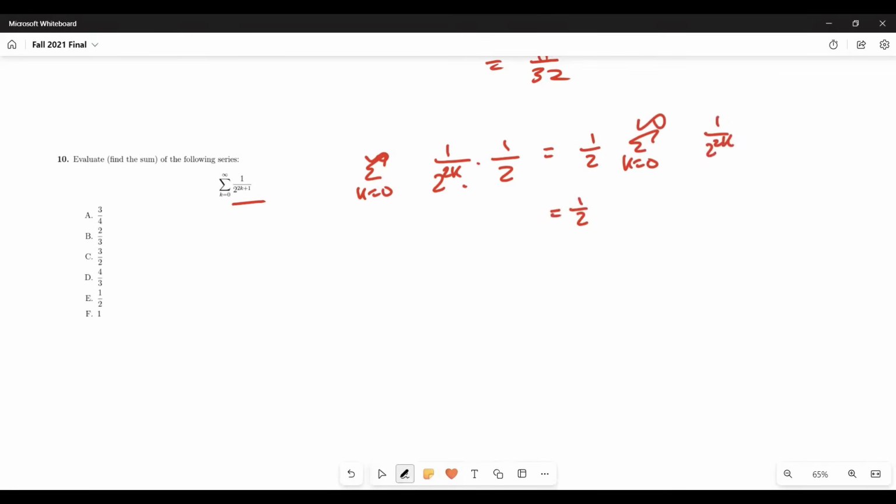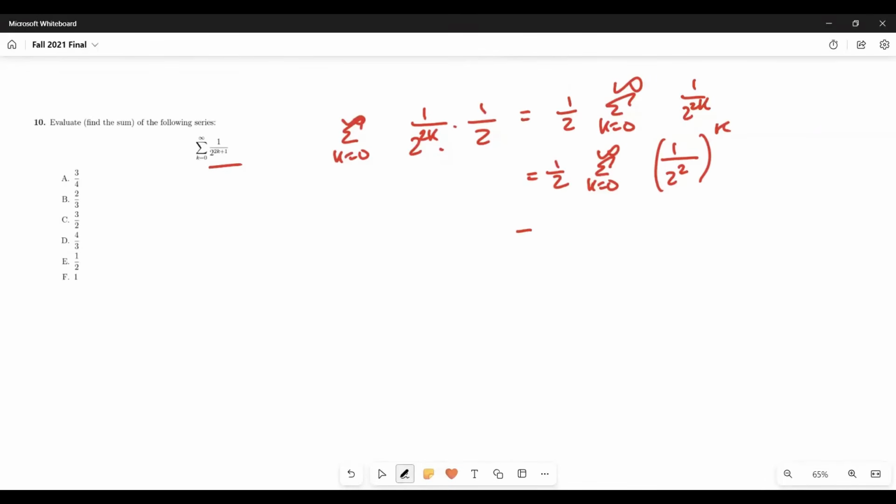And this is 1 over 2, k equals 0 to infinity, 1 over 2 to the second power, to the k power. You can do that, right? You can group it by this. So this becomes 1 over 2, k equals 0 to infinity, 1 over 4 to the k power.